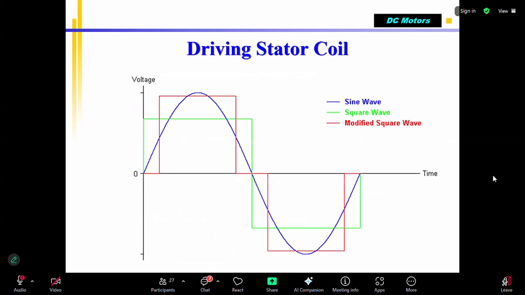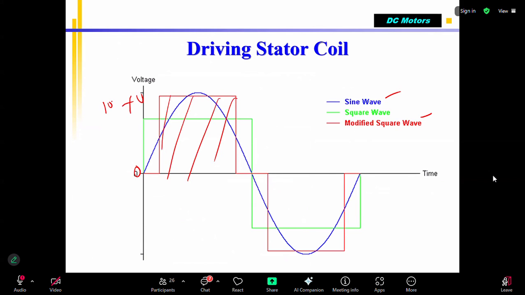Why I am explaining, many times students get confused. You can give a square wave or modified square wave as the voltage you are applying. The current flowing will be trapezoidal. You can see this is the square wave, the red color. This is the positive half cycle. 0 volt, this is positive.